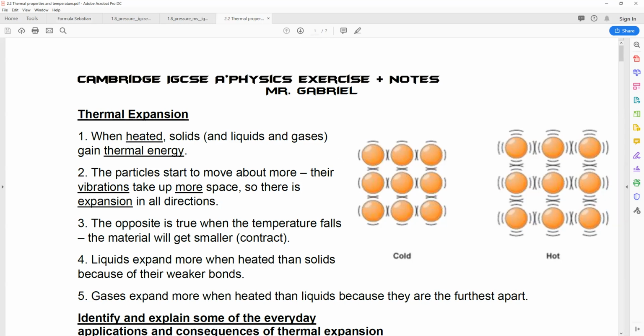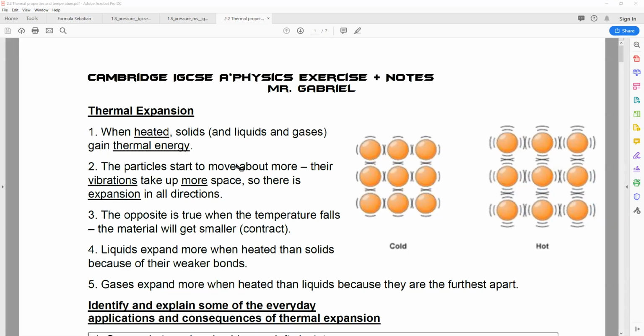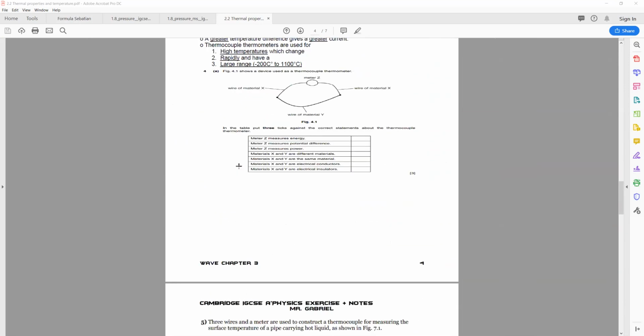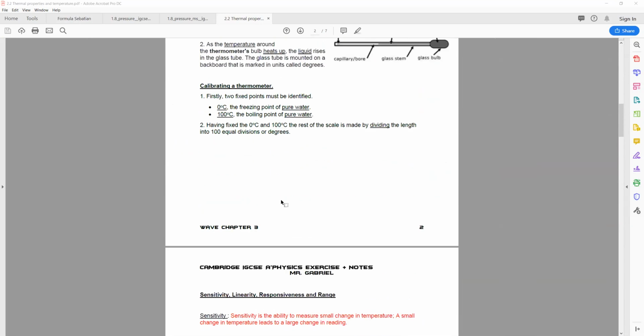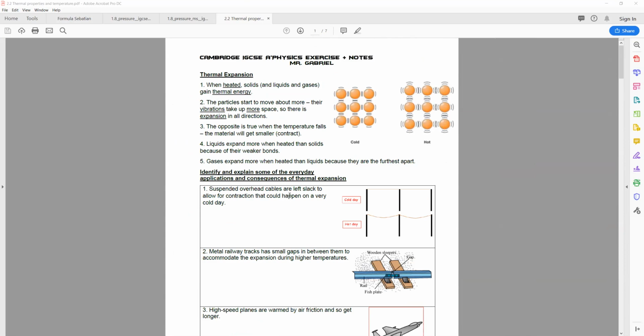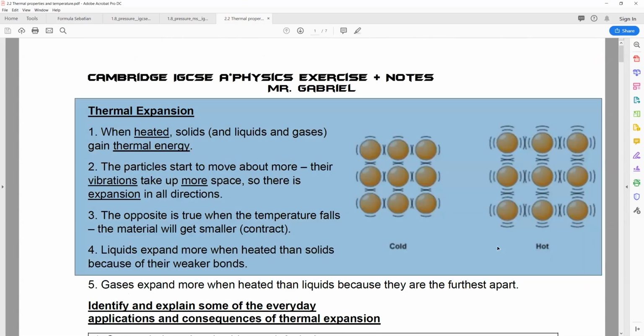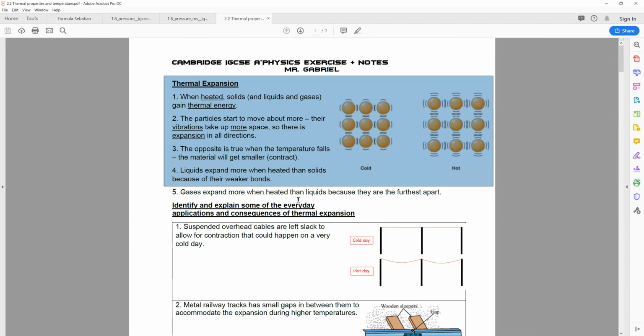Let me just give you a run through of what we're going to be learning today. Now we're going to learn a few important things today. Number one, first and foremost, we're going to learn why hot expands and cold contracts in terms of the molecules.